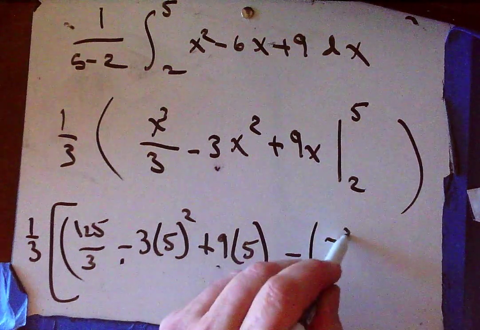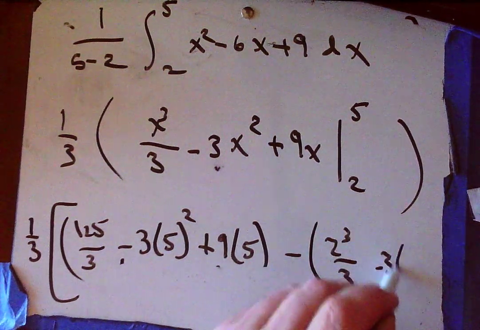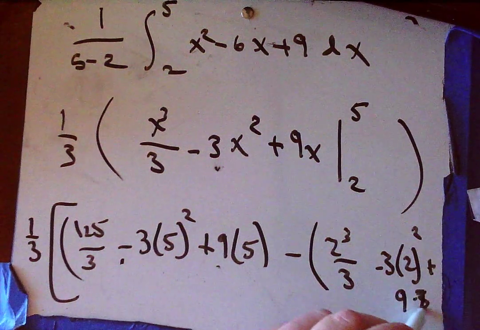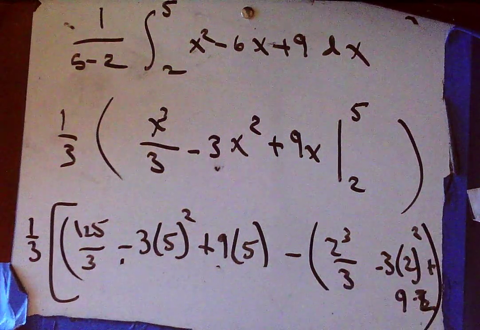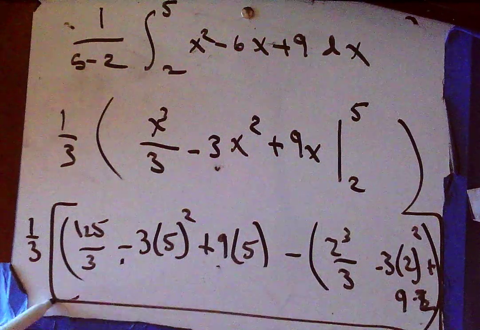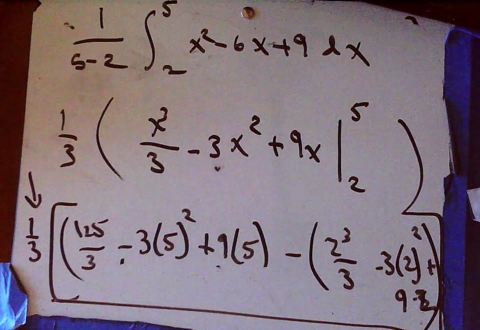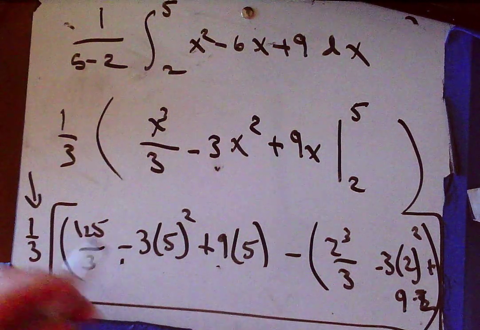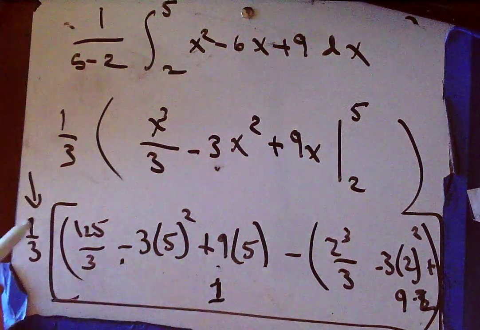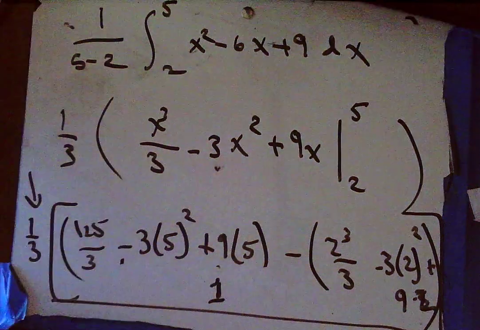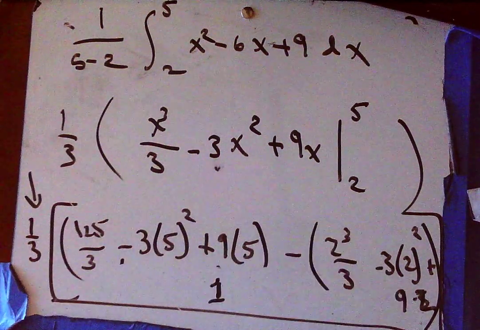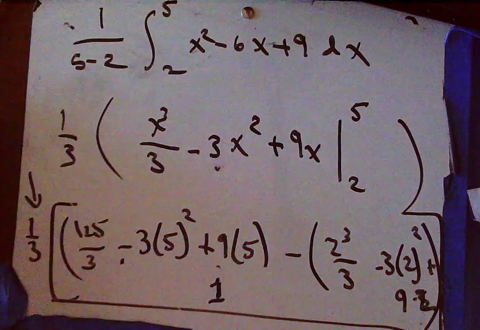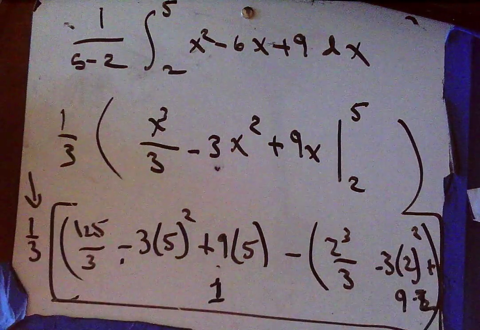Let's finish the problem. 2 to the third over 3, minus 2 times 2 squared, plus 9 times 2. Okay, and when I finally do all of this, not forgetting that, that's when I'm supposed to get the number 1. 1 is what you should get if you simplify that. Okay, find x equals c such that the average value of f of x equals 1.